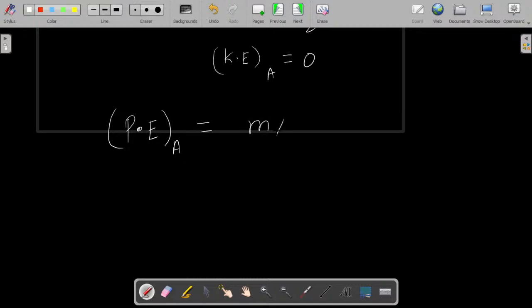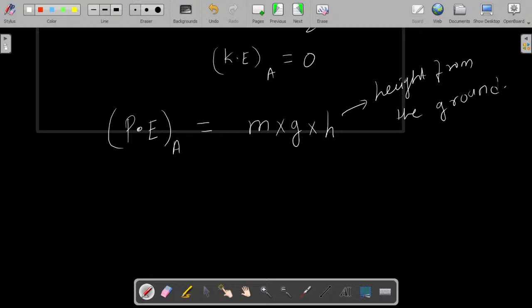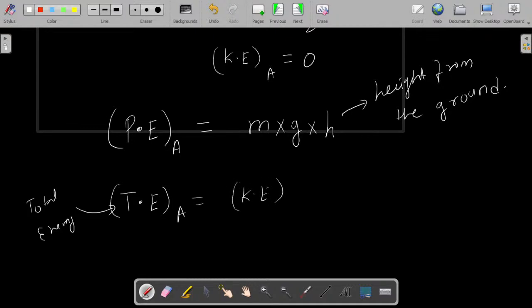Potential energy, PE, represents potential energy at A. So it is mgh. What is the height? Write down, h is the height from the ground. Always remember this thing, from the ground. Now you find total energy. TE is total energy. It will be kinetic energy plus potential energy. So if you add, you will get 0 plus mgh.